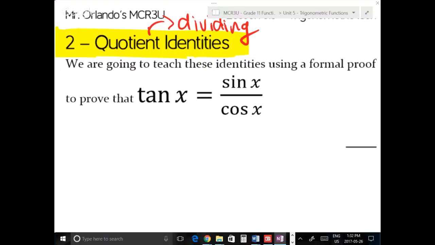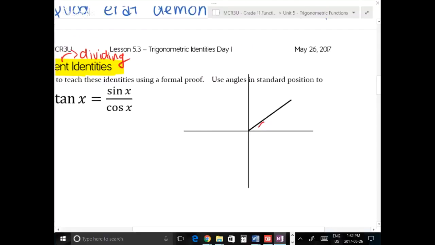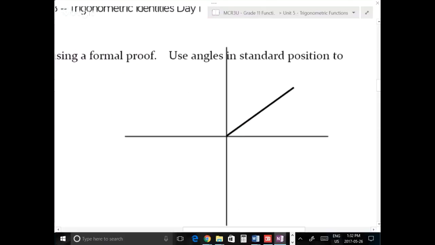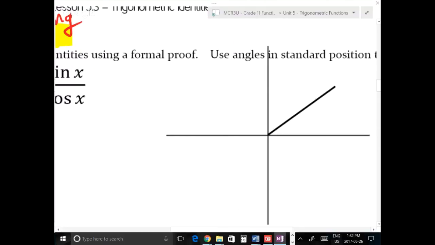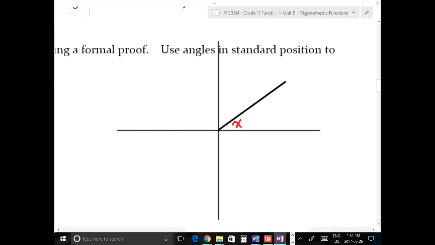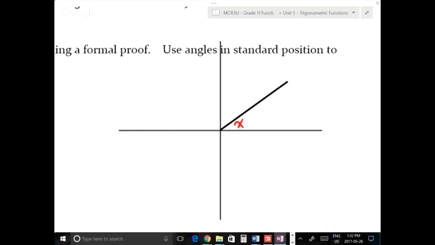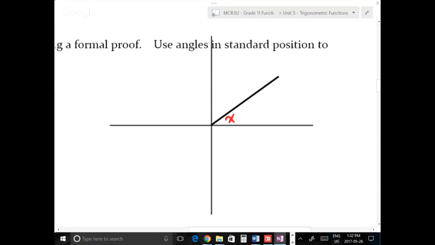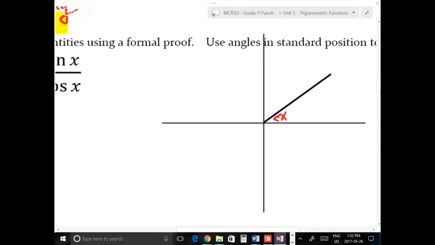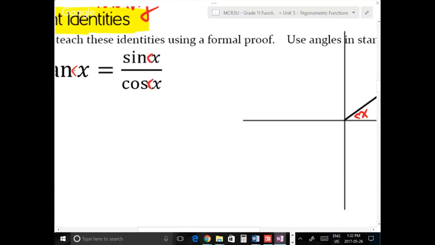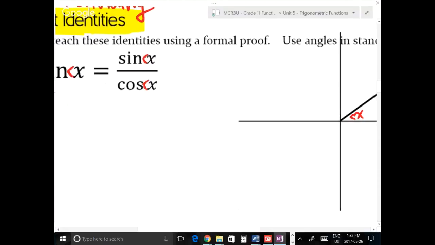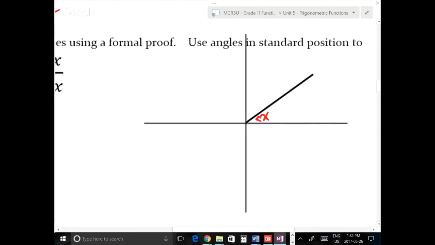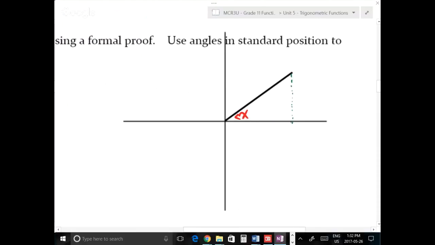So here's how we're going to prove this one. Let's look at the CAST rule drawing I gave you, the angle in standard position. We're going to put some angle, and I think I used x here. I used x. So we're going to put angle x right in the corner. I'm going to put a little angle symbol in front of that. Can we just make all of these angle x just for the purpose of this question? It's going to make this a lot easier. That was a poor choice on my part. It was a poor decision.